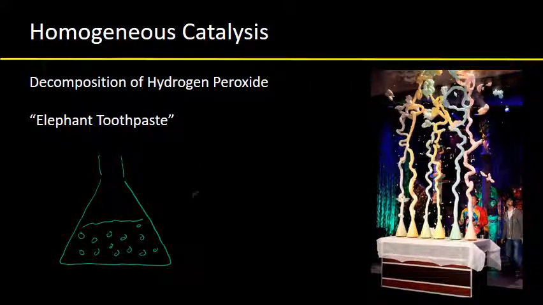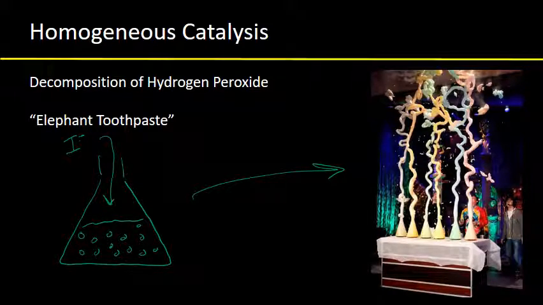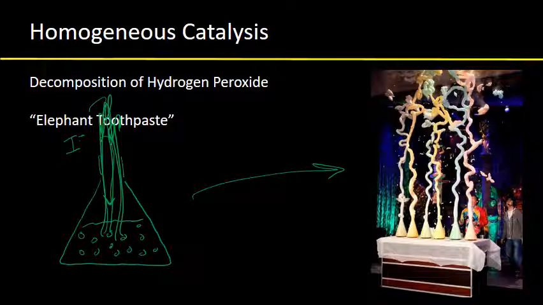And so what you see here is what happens if you take a solution of hydrogen peroxide and add a little bit of soap to make it foamy, and then you add iodide. All of the oxygen bubbles form immediately, and it makes a foam that just shoots out the top of the flask. Like I said, you've probably seen this on TV or on videos or something like that.